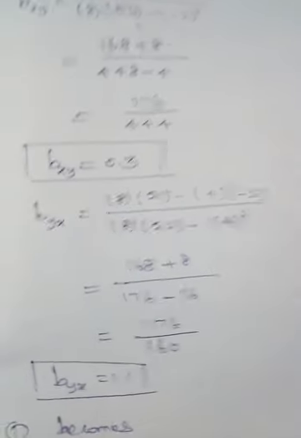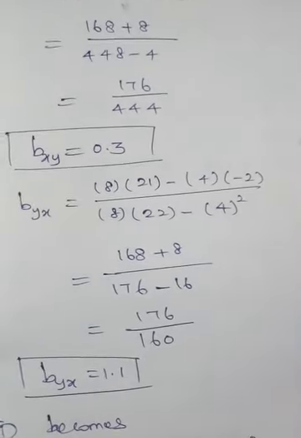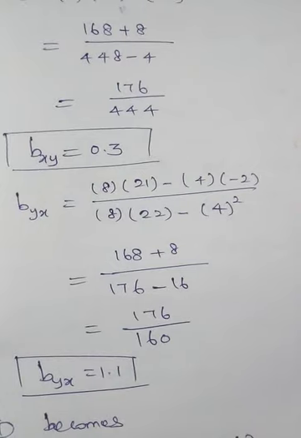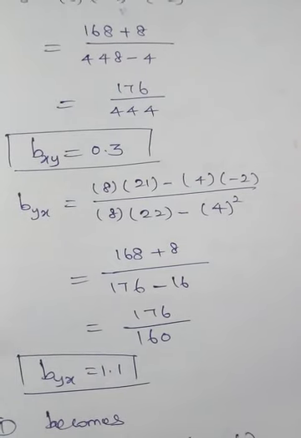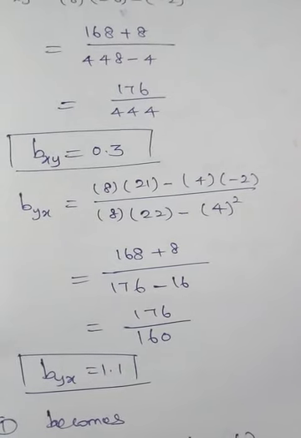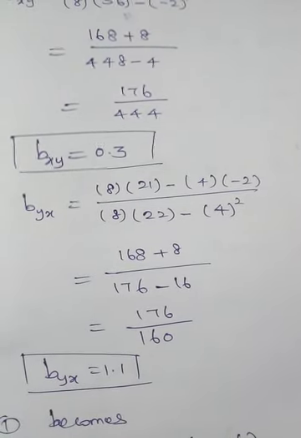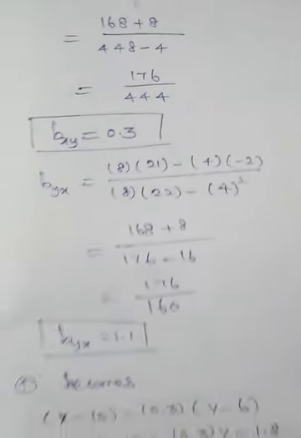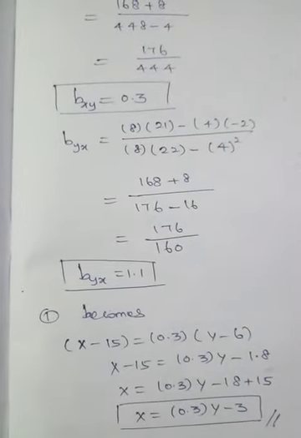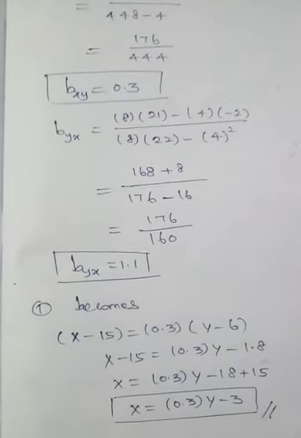Similarly, to find the next coefficient byx, 8 into 21 minus 4 into minus 2, divided by 8 into 22 minus 4 the whole square. So the answer for the second coefficient is 1.1. Am I correct? Okay. Now go to the first equation, that is regression equation x on y.